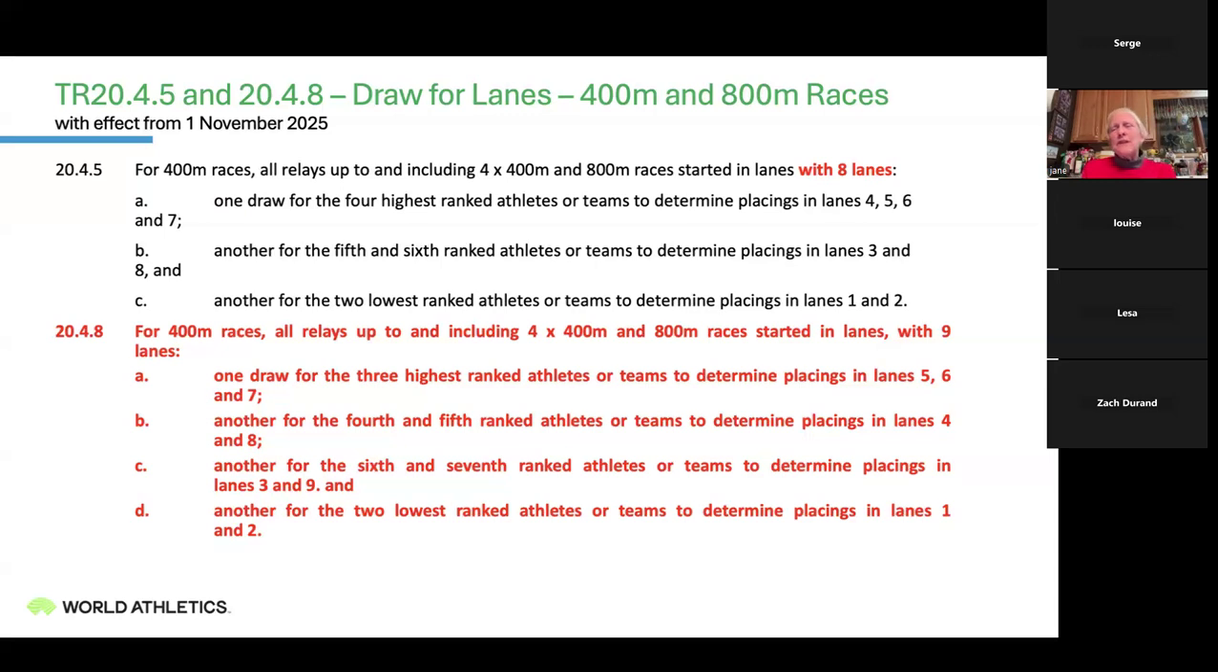Right. And you know what? In the straight races, honestly, Zach, does it really matter whether you're in lane 1 or 9? But it means the number of lanes, not the number of athletes. So if you have a 9-lane track, you go according to the 9-lane rule. If you have 8 lanes, you go according to the 8-lane rule.